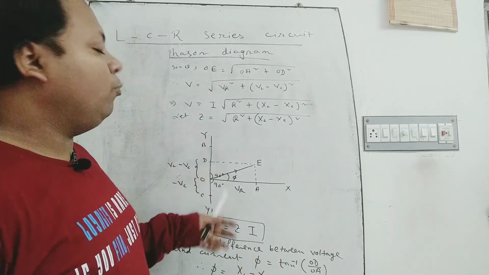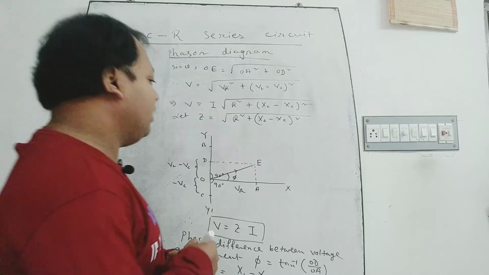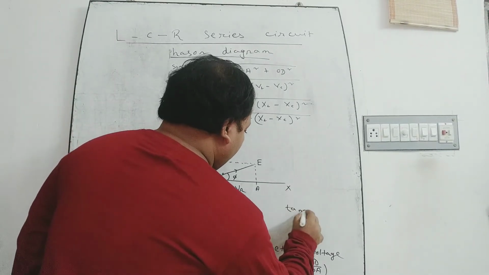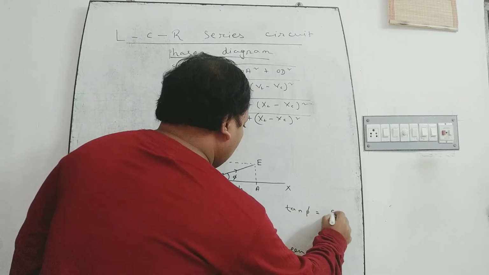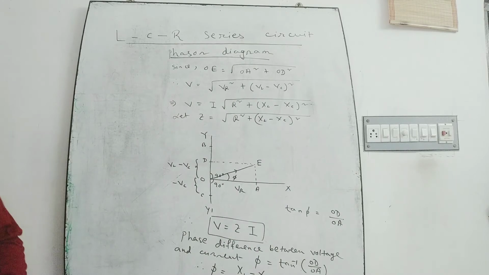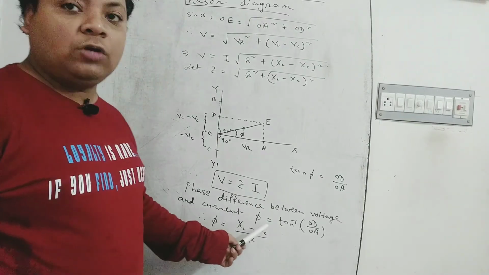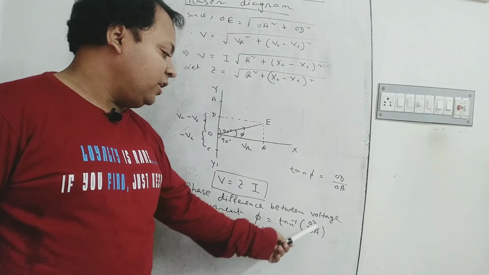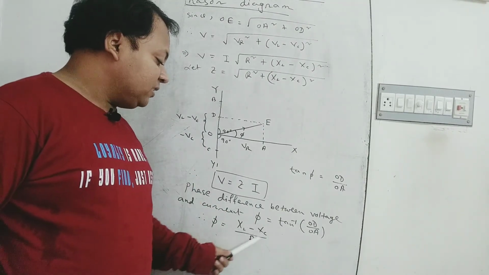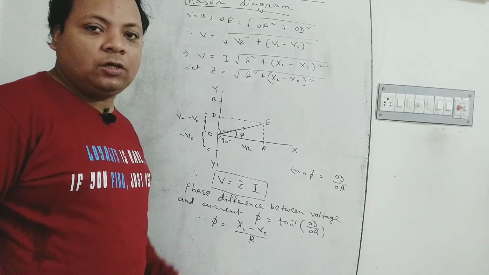Now the phase difference between voltage and current is phi. Therefore, tan phi is equal to OD by OA. This gives phi is equal to tan inverse OD by OA. Therefore, phi is equal to tan inverse XL minus XC by R. That is, phi is equal to tan inverse omega L minus 1 by omega C by R. This is the phase difference between voltage and current of the circuit.